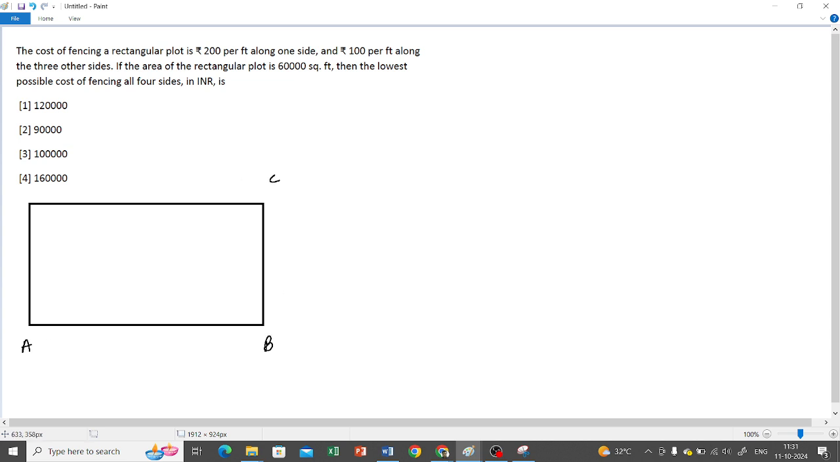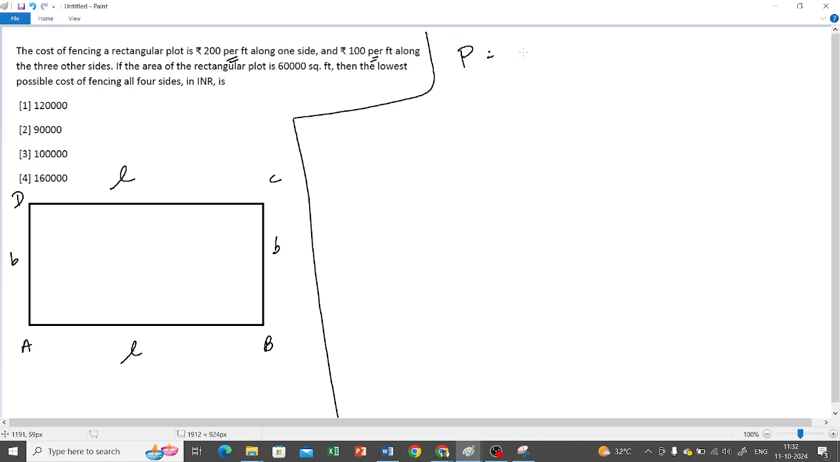A B C D. Okay, so this is a rectangle. So length, length, breadth, breadth, right? Now, what will be the cost? See, per feet. It is not per meter square or per square feet. It is per feet. That means I need to find out the perimeter.